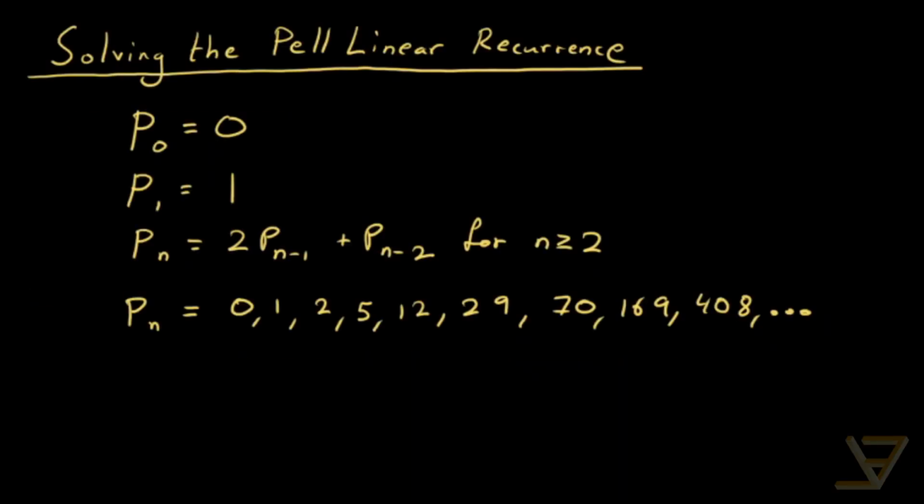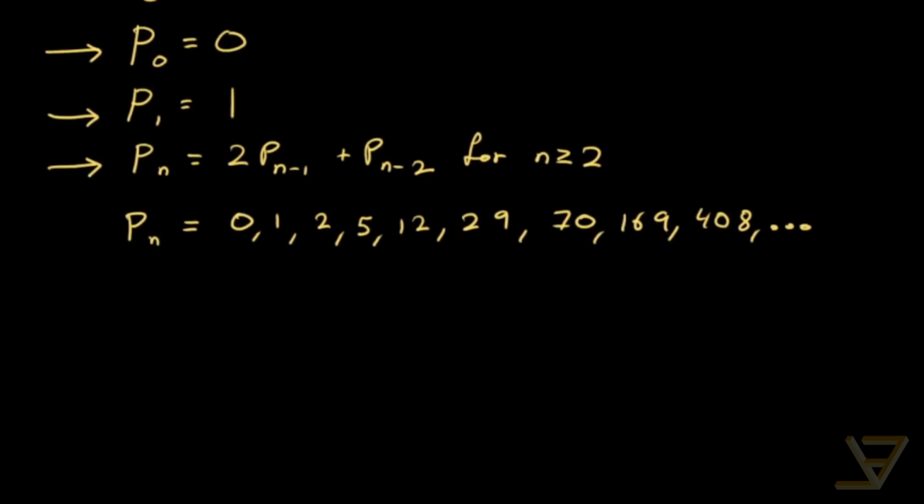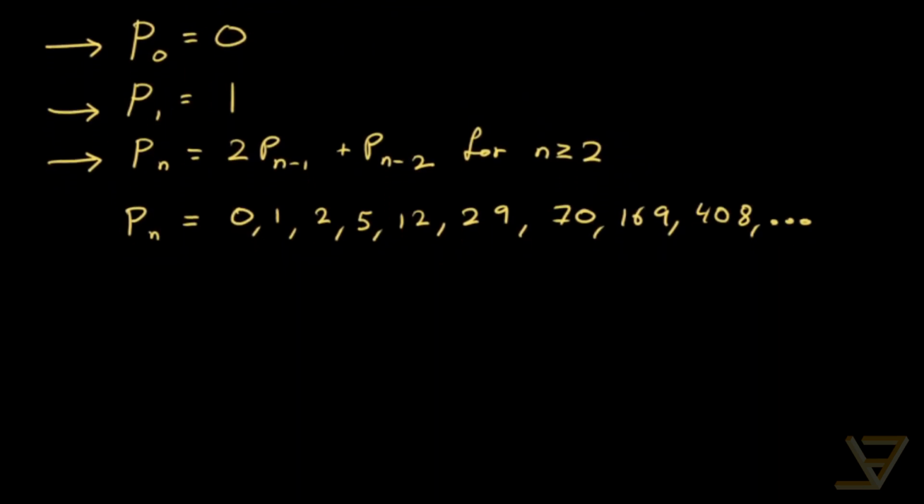Hi everyone, let's talk about solving the Pell linear recurrence. We're going to have a sequence of integers that are defined as follows. The first one is 0, so the 0th index gives p0 equals 0, then p1 equals 1, and in general for n greater than or equal to 2, pn is equal to 2 times pn minus 1 plus pn minus 2. So as you can see, the first few integers in this sequence are 0, 1, 2, 5, 12, 29, 70, 169, 408, and it keeps growing like that.